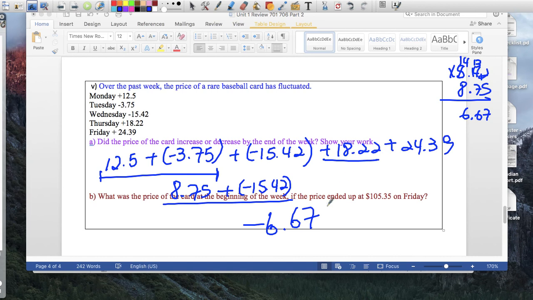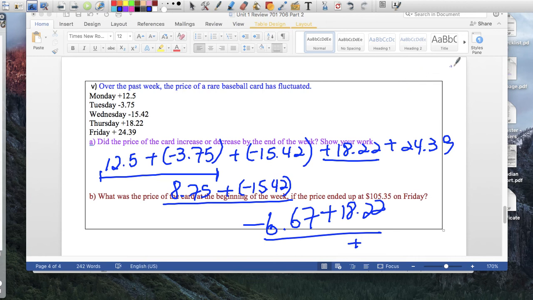But on Thursday, look, it went up. People started getting interested in the card again. So the price of the card went up. So find the difference. You know the answer is going to be positive because there are more positives. So 18.22 and 6.67. That becomes a 7. That becomes 12, 11. That becomes a 12. So 12 minus 7 is 5, 5, 1. So now the card is up 11.55.